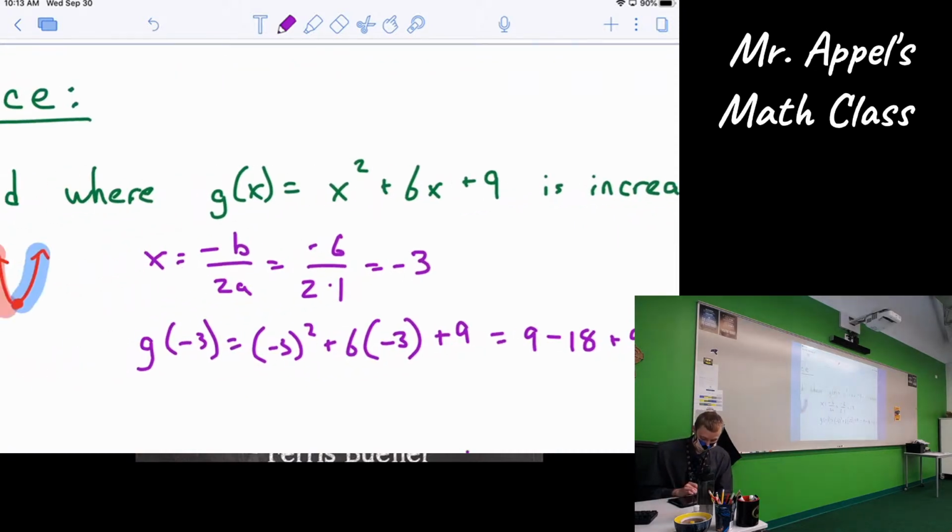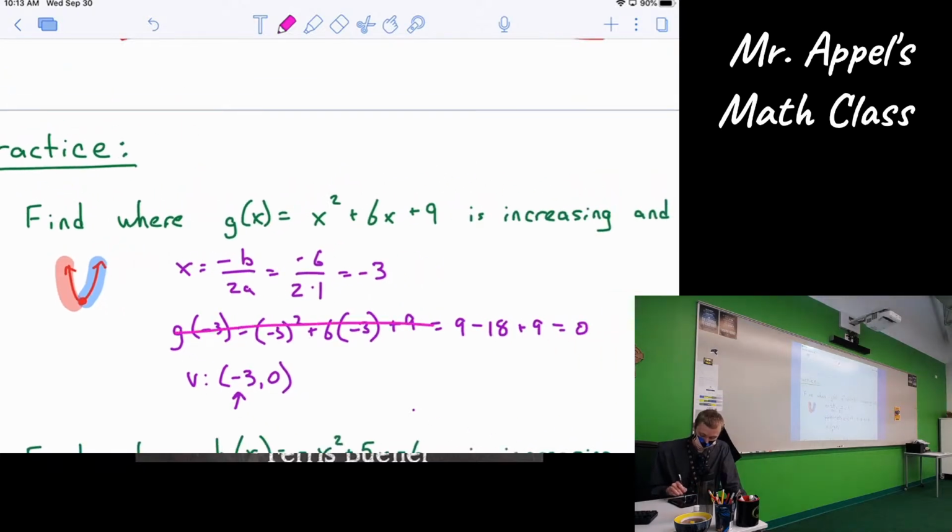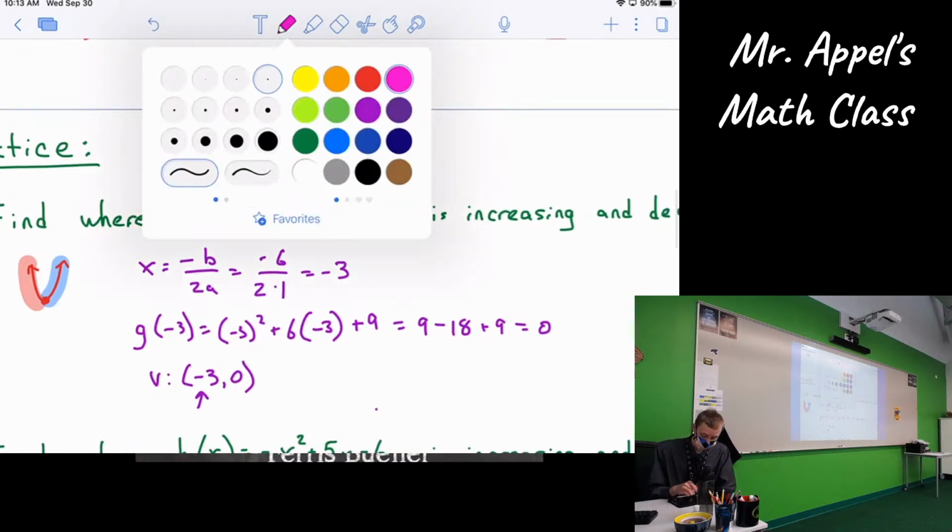So the vertex is on the point negative 3, 0. So that's the change. Really, we just need the x value. This part, I suppose, because I didn't even need to do that work. That was technically optional. All you need to know is the regions from where it's increasing and decreasing.